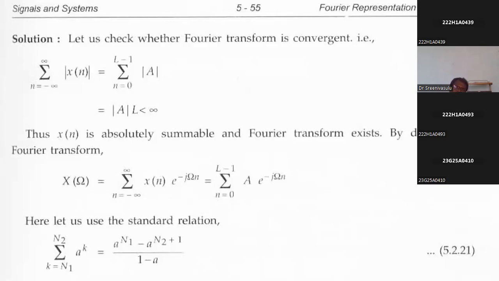So what is the condition? Summation of n equal to minus infinity to infinity, magnitude of x of n must be less than infinity. Less than infinity means it must be some finite value.